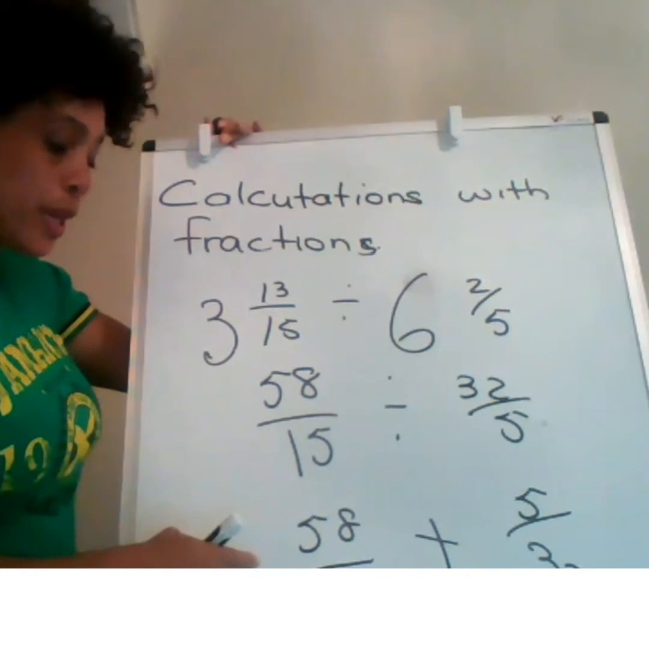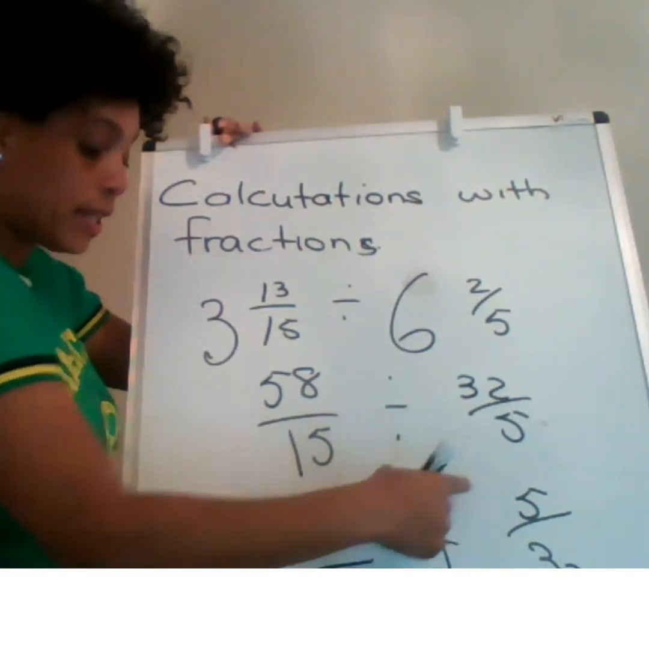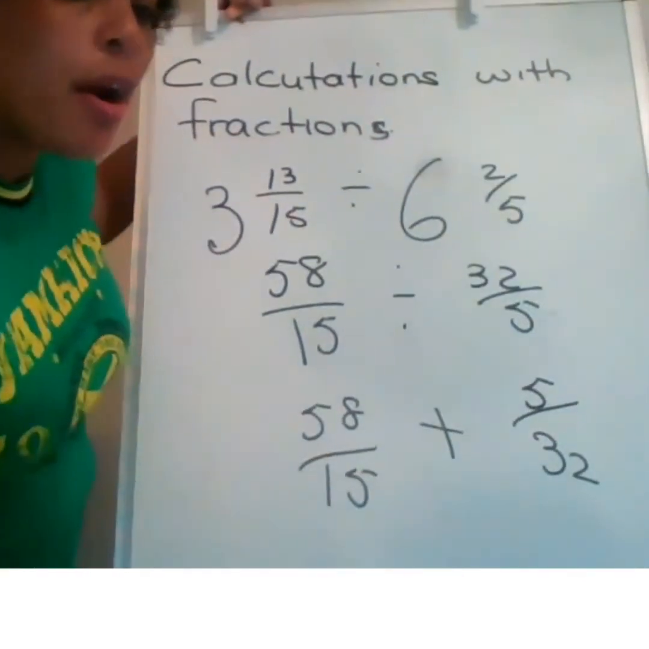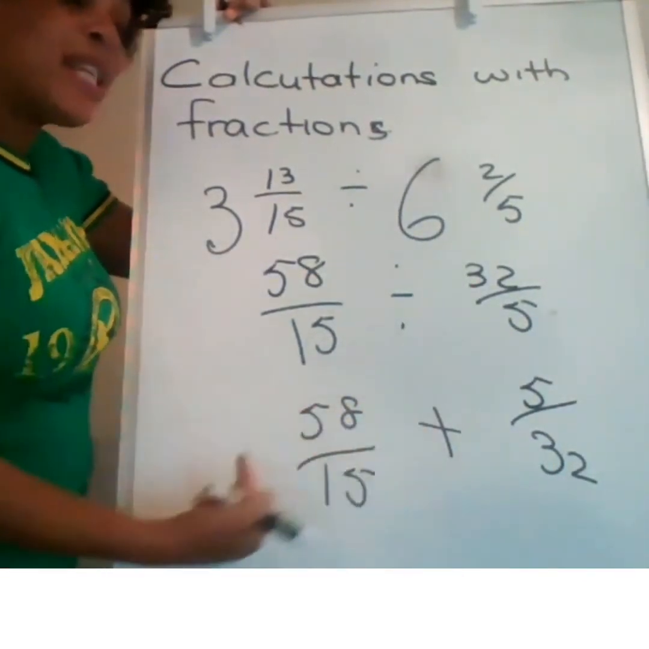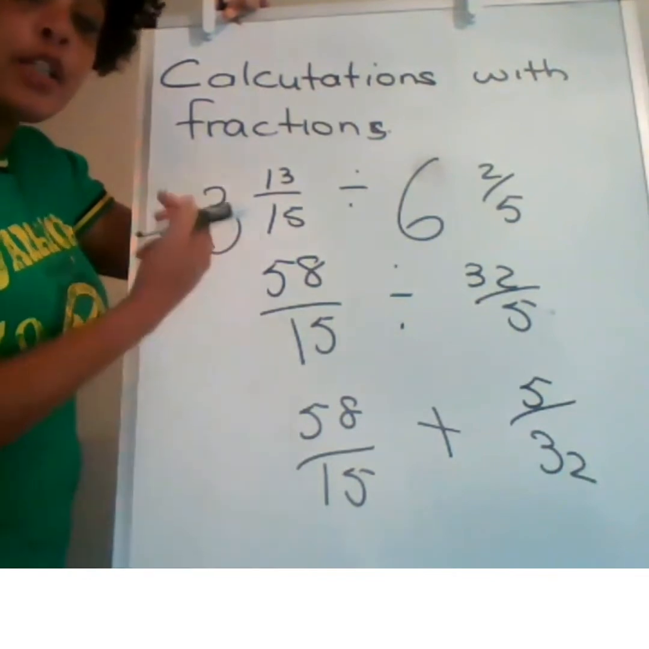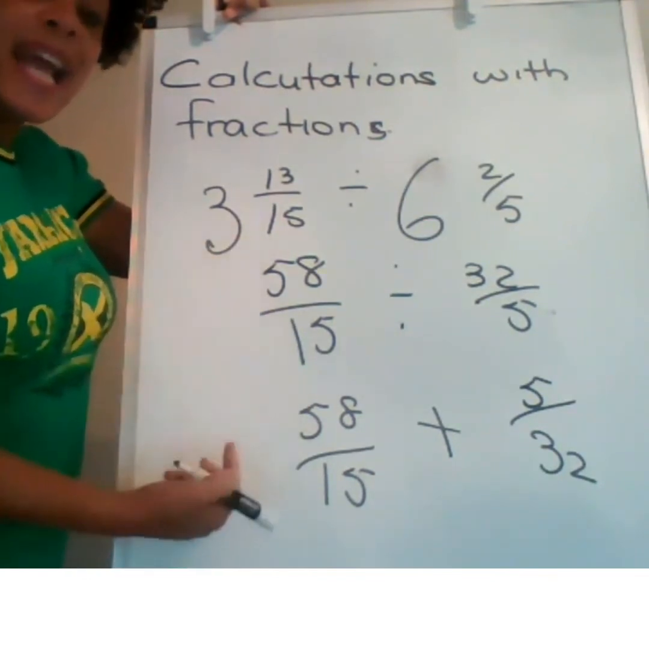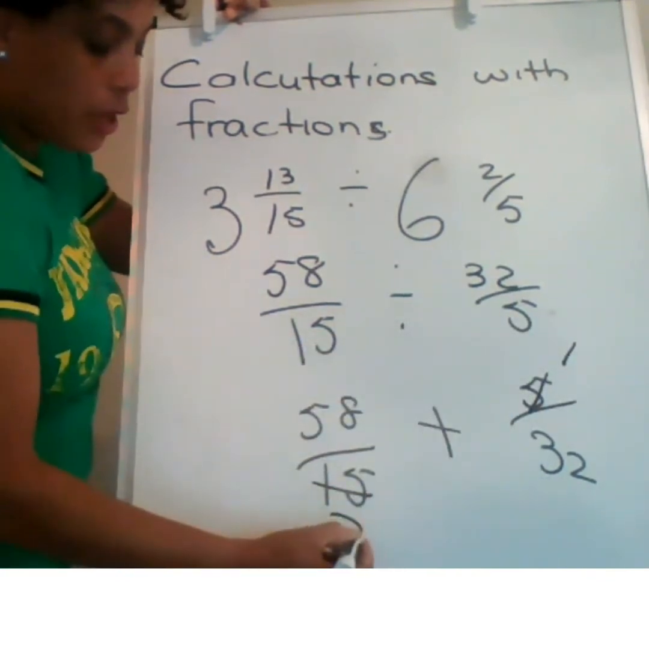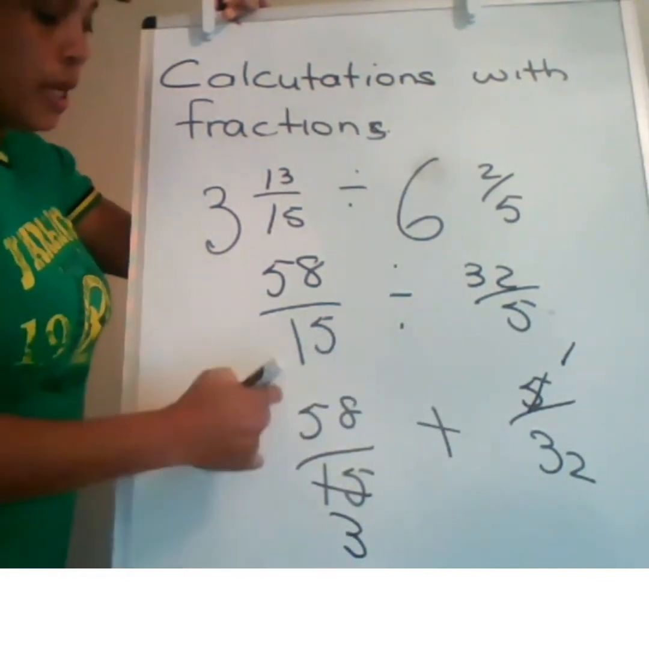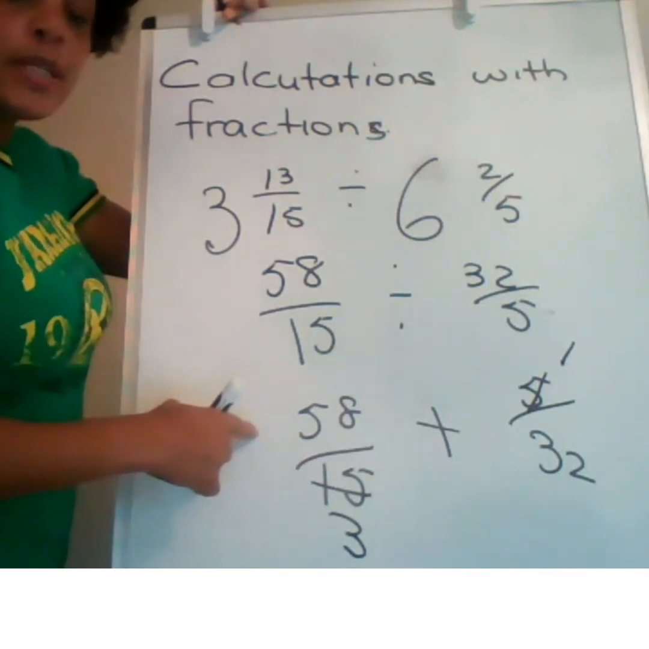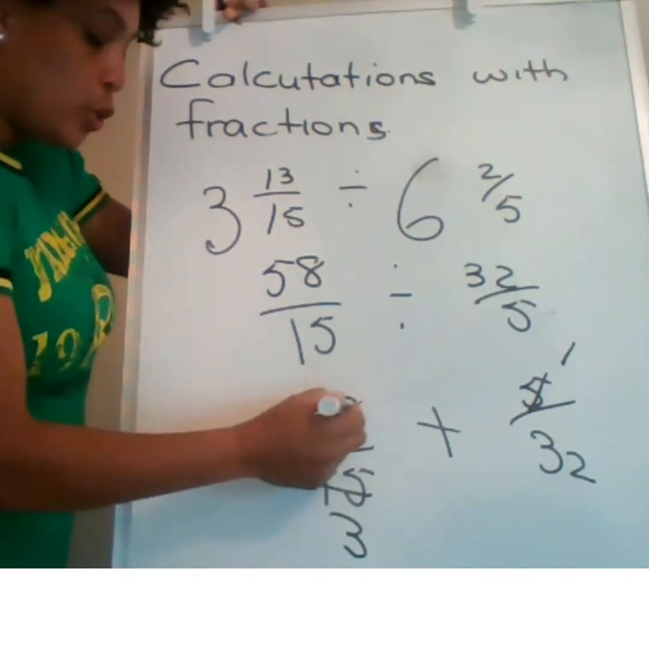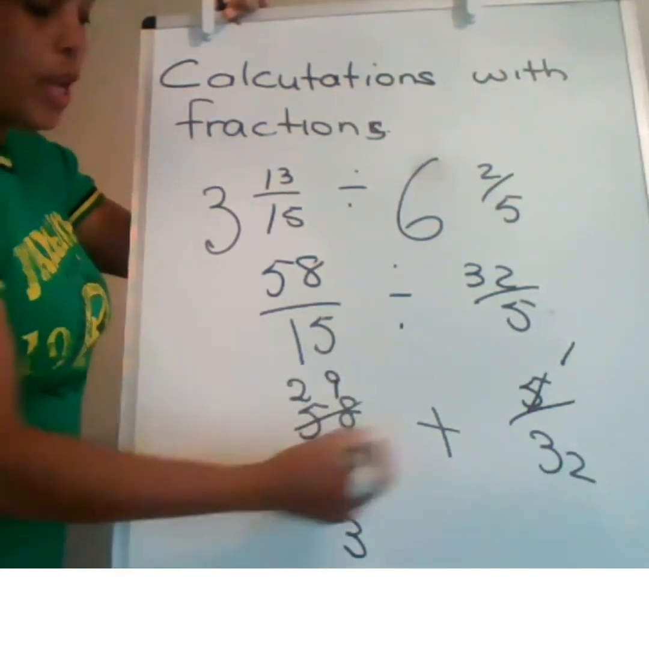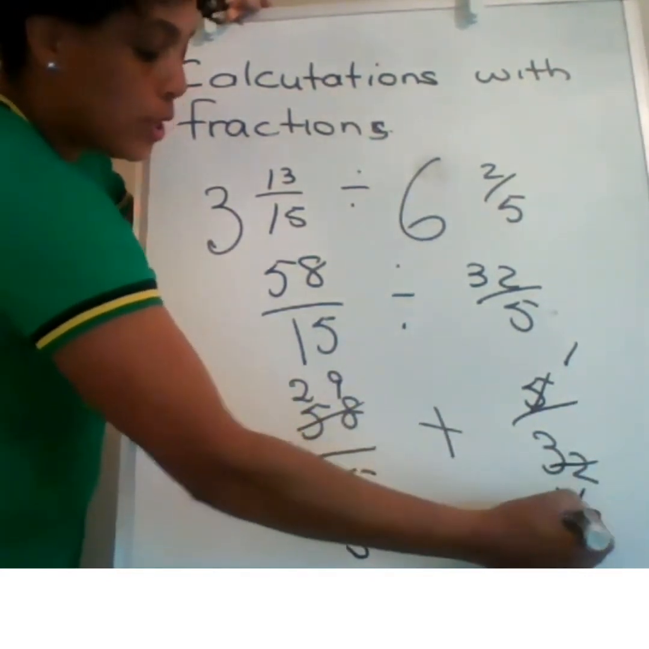Now, we can do this by multiplying that by that and that by that. But you notice that these numbers are big. So because these numbers are big, it's easier to reduce the numbers by canceling. So I can say 5 can go into 5 one time, 5 can go into 15 3 times. These two are even numbers, so 2 can divide them. So 2 into 58 is going to give us 29, and 2 into 32 is going to give us 16.